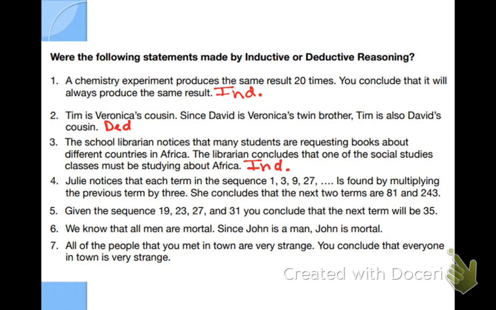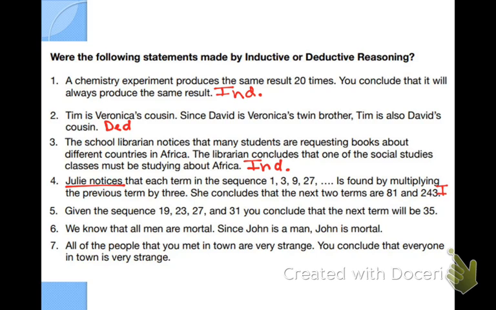What do you think I mean by the way that they word it? What wording would make me question whether it's deductive or inductive? She notices. Julie notices. So is she stating a fact or watching a pattern? Watching a pattern. So this is why I would be more inclined to say inductive. Again, you could make a case for either way, but because of the way it's worded, it's more inductive reasoning.